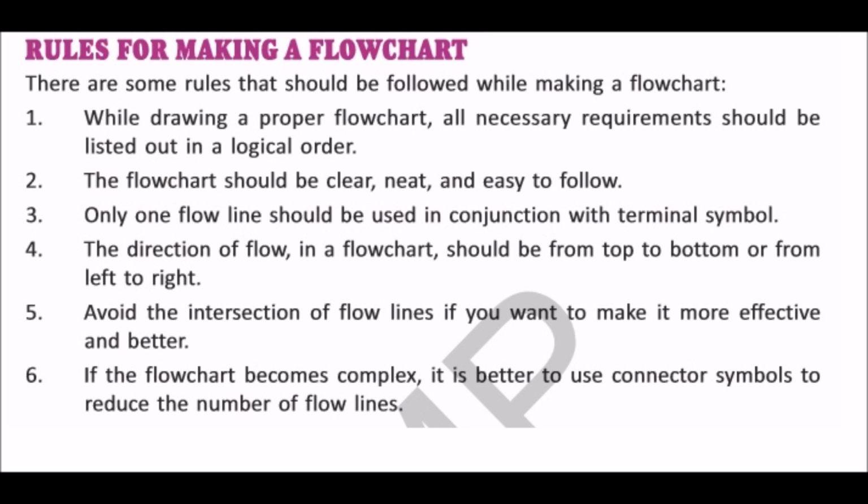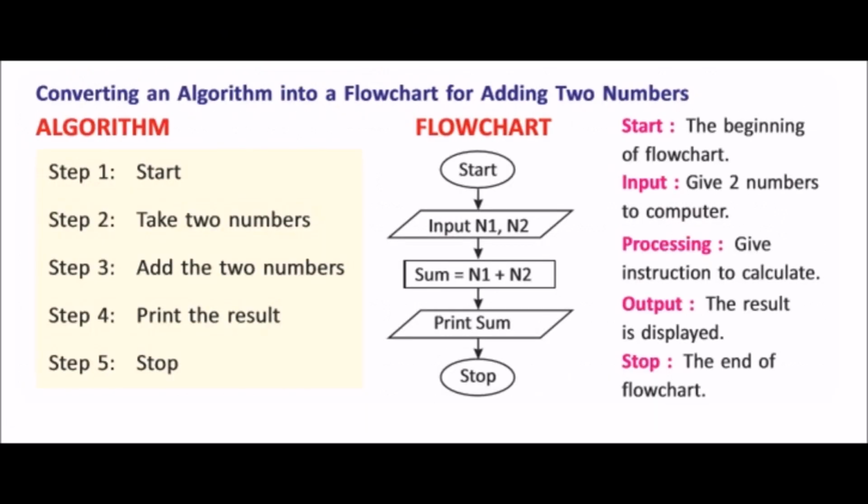Now take an example by converting an algorithm to flowchart. Children, see in start that it is the beginning of flowchart. Then as an input, to give two numbers to the computer. Then processing, it will calculate the numbers, and output, the result is displayed, and stop means the end of the flowchart.